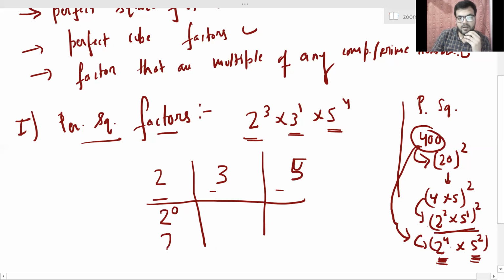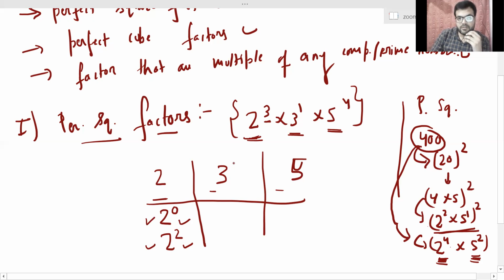So we will take power 0. Next, we will take 2 square. Next, can we take anything? No, because the maximum power of 2 here is 3. So we can take 2 raised to the power 0 and 2 square. The next power would be 2 raised to the power 4, but we cannot take that, because in this format the maximum power of 2 is 3. So we can take only these two numbers. Fine.